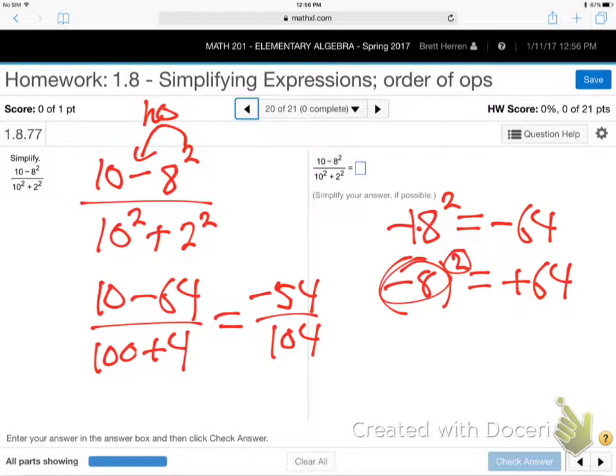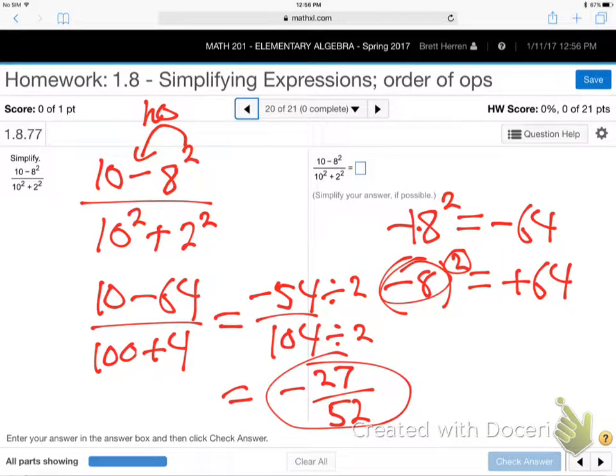Can we reduce that fraction? When we can divide, we must. What goes into those? 2 at least. Maybe something else. Probably just 2. 27 and 52. Anything else? It stays negative. 13? No, that's it. Does that make sense? Watch that sign trick. Powers are only on the immediate number unless parentheses, not even on the negative sign, unless parentheses extend their influence. Question?